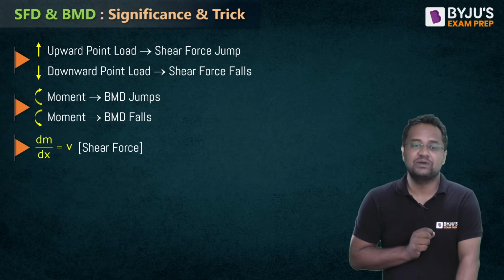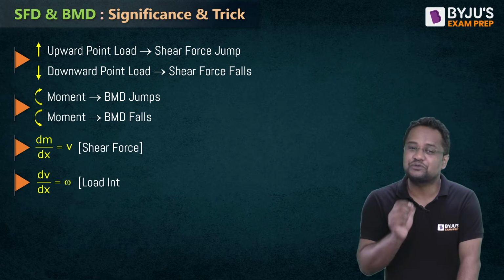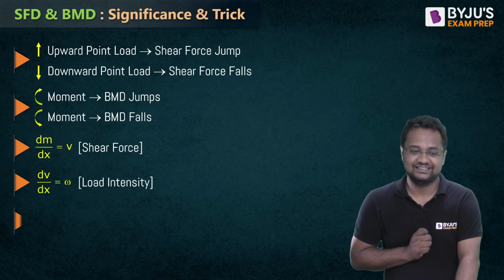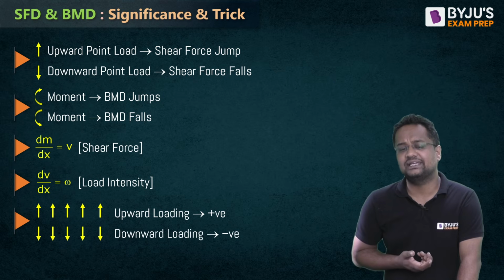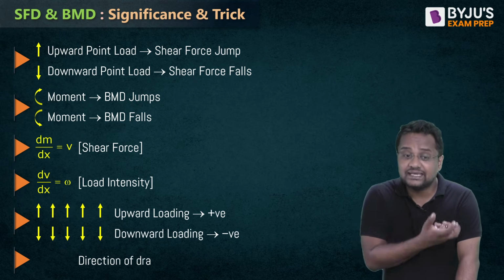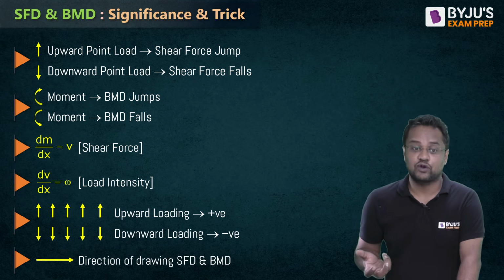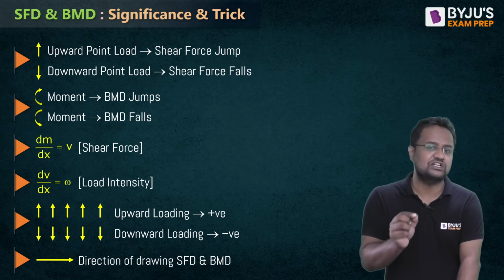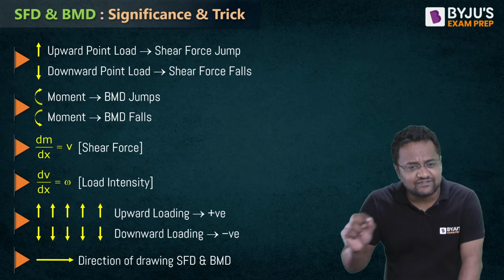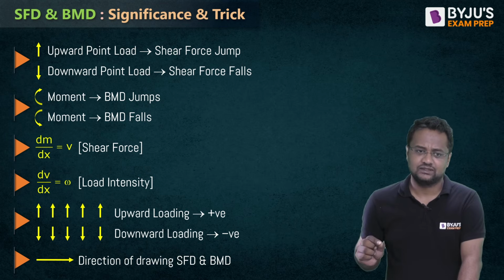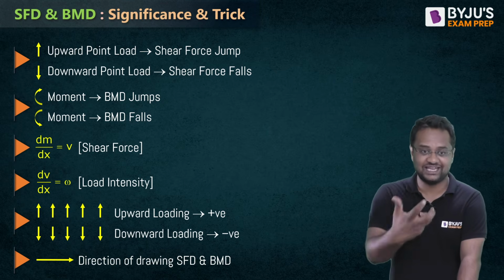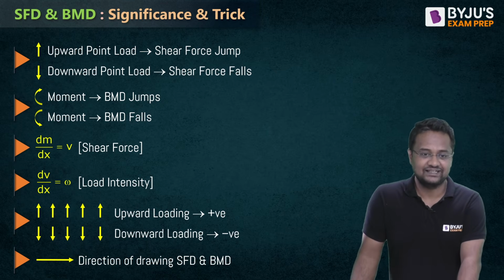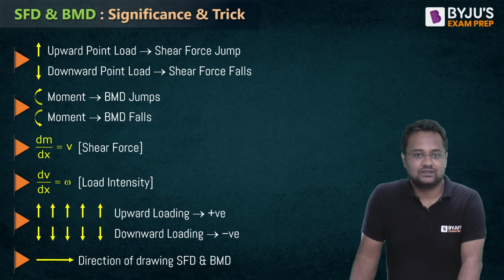Slope of bending moment is shear force. Slope of shear force is load intensity. Upward loading will be taken as positive, downward loading will be taken as negative, and we'll make our diagram from left to right. From these points you can draw any SFD BMD in this universe just in 2 seconds. This I also call the AN method, not my invention, but I usually call it the AN method, Abhinav Negi method.